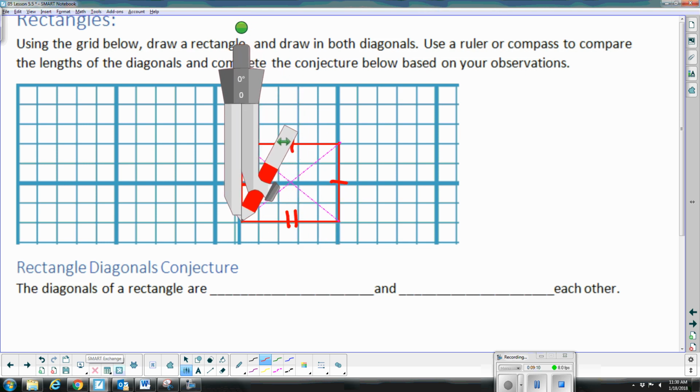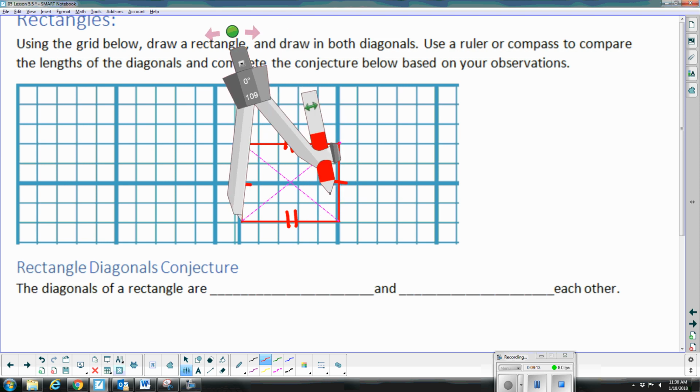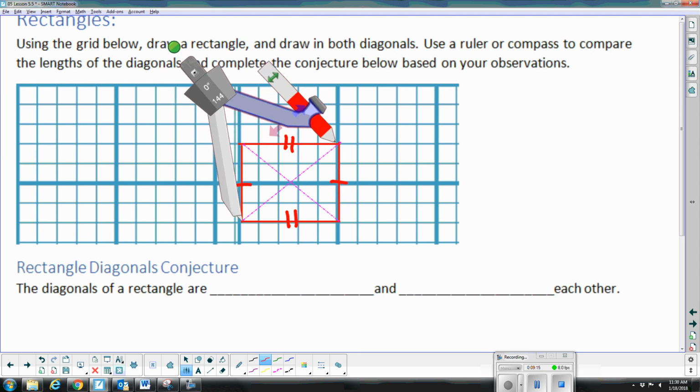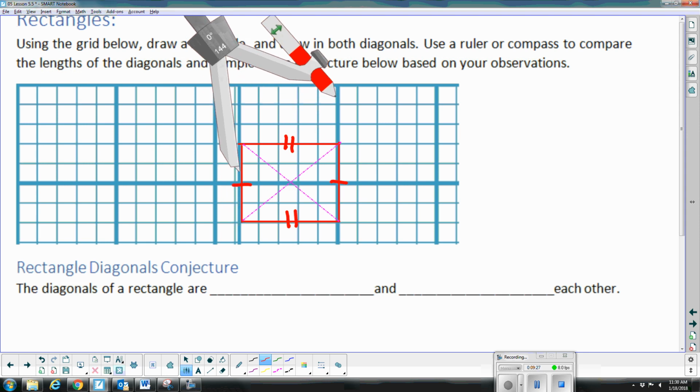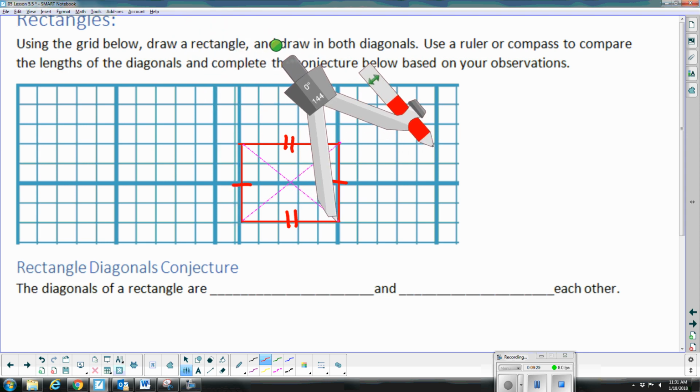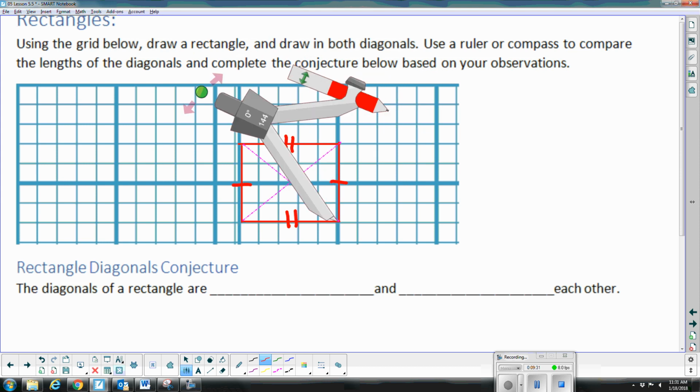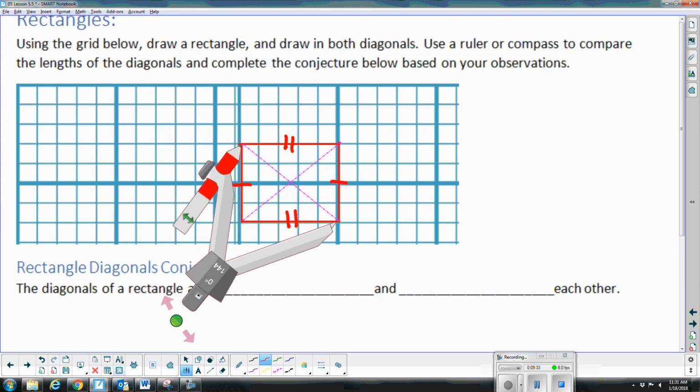I'm going to line this up so that I can measure the length of my diagonal. All right, so here's one diagonal. Now if I don't change my setting on my compass and I look at my other diagonal, that is the same exact length. So whether you use your ruler or your compass, you should find that the diagonals of a rectangle are congruent.